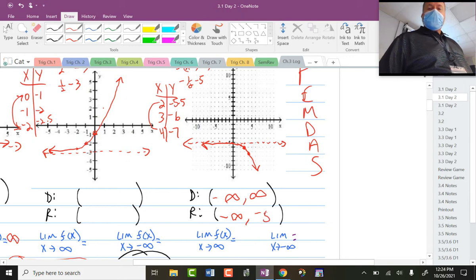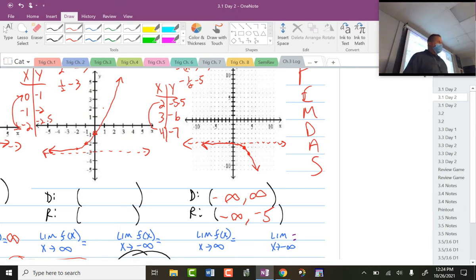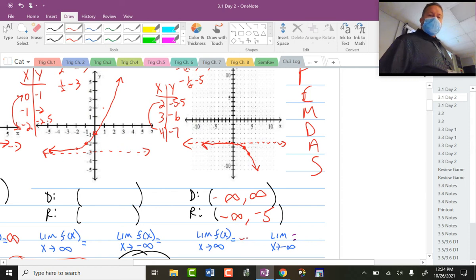Oh, I'm sorry. You did say it, but the mask and the whole thing. And then as x goes to infinity, careful on this one. Where's y go? You are correct. It goes down forever. And then as x goes to negative infinity, where does y approach? The asymptote. Oh, fine. I won't bother anyone.